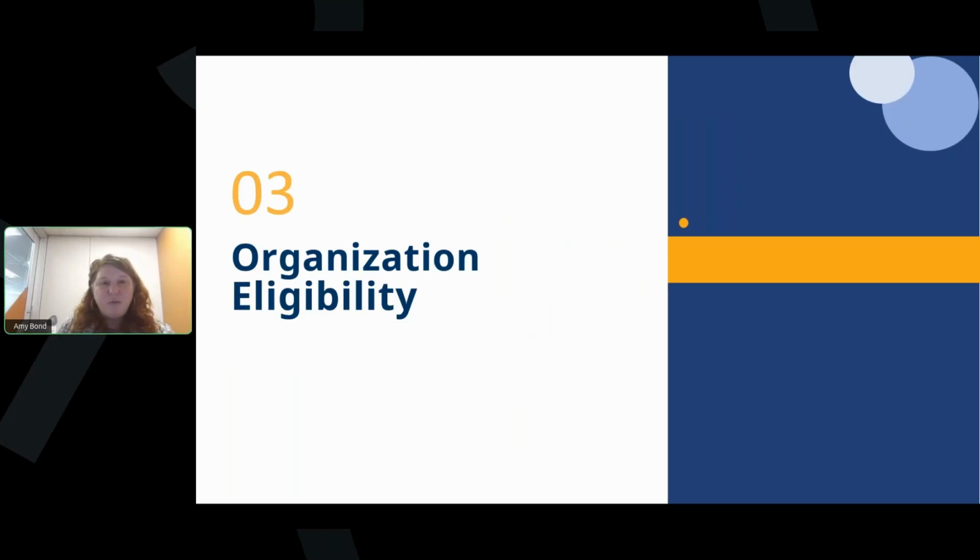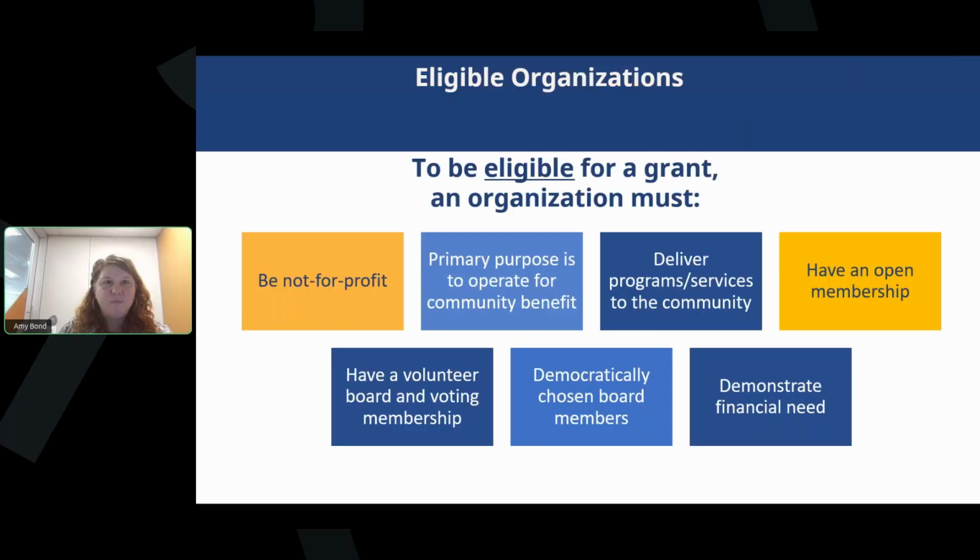Now we'll talk a little bit about who can apply for a grant. What is the eligibility criteria at an organization level? To be eligible for a grant, an organization must be a not-for-profit. You don't have to be registered, but you do have to have those purposes. And you can't be registered as a for-profit business or something like that.